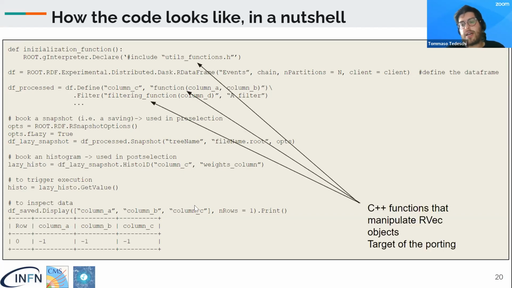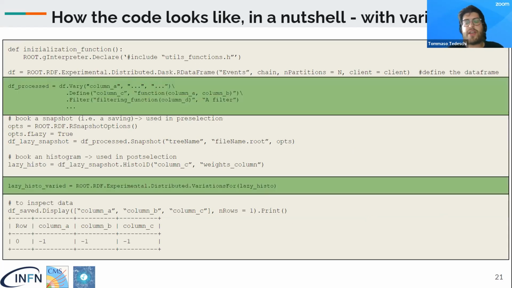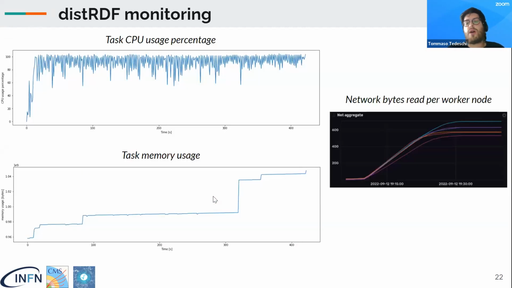The part is targeted at these functions that are used in the analysis, which are, as I mentioned, the C++ functions that manipulate RVec objects. If you want to introduce the variations, it is trivial. You only have to insert the Vary statement in the analysis, and then do the VariationsFor command, and that's it.